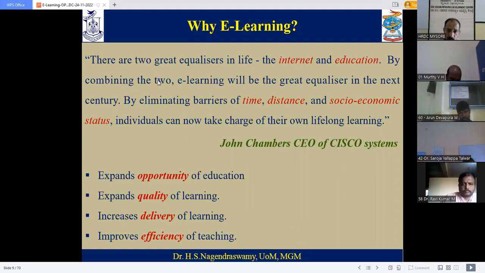So there are two great equalizers in life: one is the internet and the other is education. By combining the two, e-learning will be the great equalizer in the next century. By eliminating the barriers of time, distance, and socio-economic status, individuals can now take charge of their own lifelong learning. Okay, now let's consider these parameters, that is, the time.